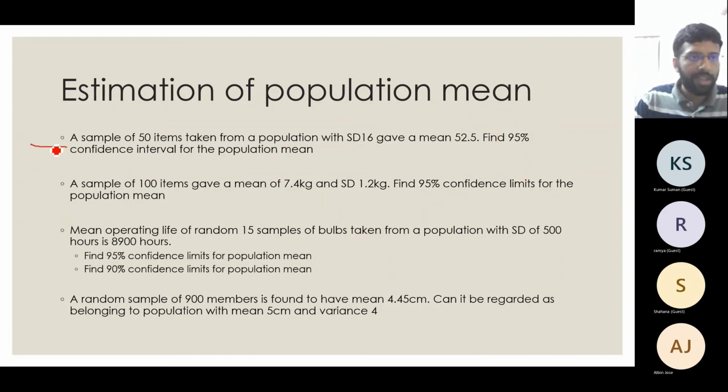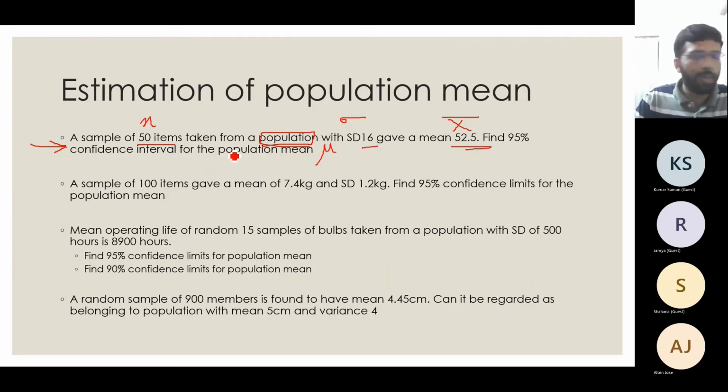So my question is this: you keep in mind these steps in which I am doing, how to identify a problem, how to identify which equation to apply and all. So how I read a problem, you just take care. A sample of 50 items taken from a population. The population standard deviation is given, sigma as 16, and a mean of 52.5. If you read, you are told that the sample is giving a mean of 52.5. So this is actually X bar. And you are supposed to find out the 95% confidence interval for the population mean mu.